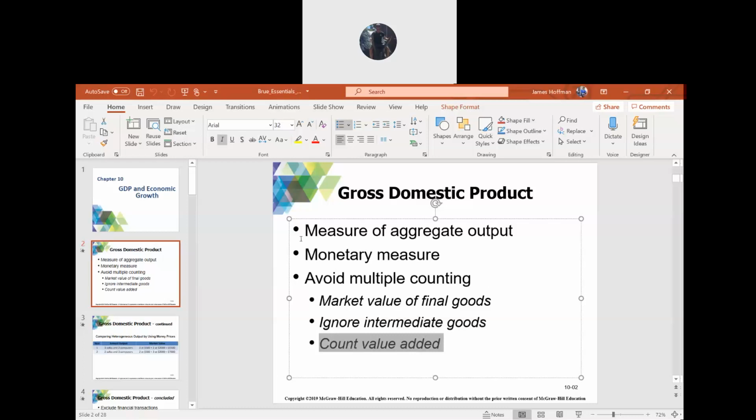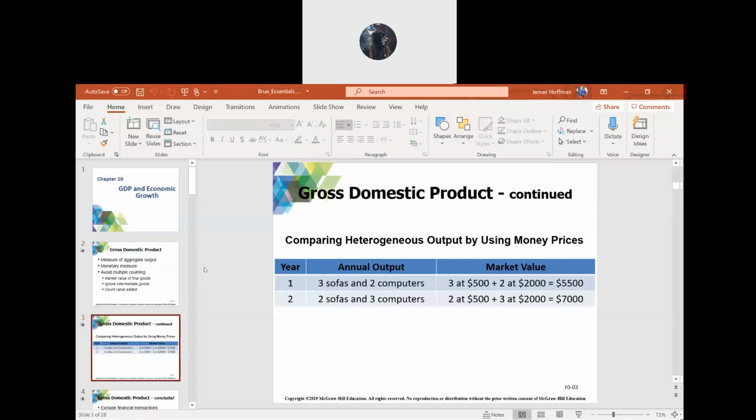And we'll count the value added. So if you look at this next slide, this shows you that you have to put things into dollar values, because just looking at the number of things that are produced is not a very good comparison of the productivity of the economy. If you're just looking at sofas and computers and how many you produce of each, you don't really know how much that's worth until you put that into dollar values. So you've got to put everything into dollar values before you can determine what the actual GDP is.